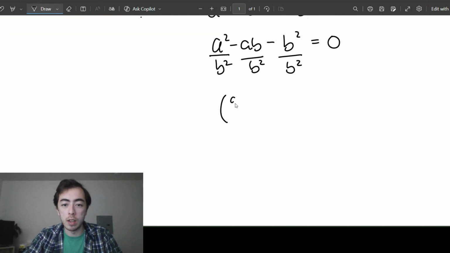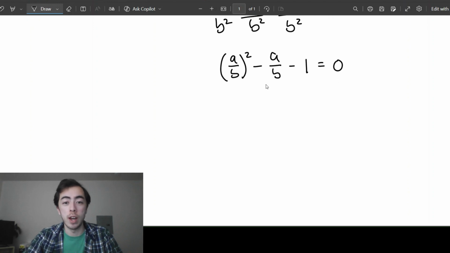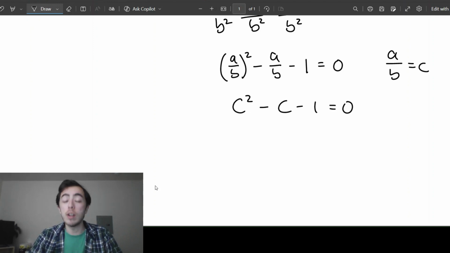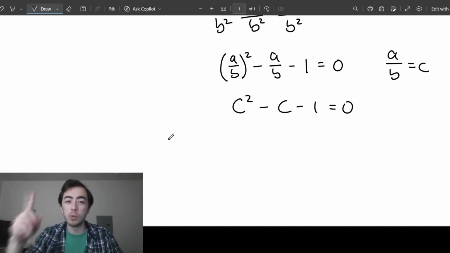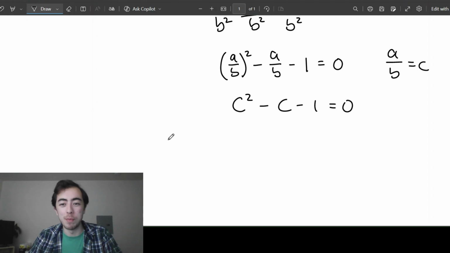We're going to get a over b squared, and then minus a over b minus 1 equals 0. And if I wanted to get this to look a little bit more like a quadratic, how about let's replace a over b with another variable c. C squared minus c minus 1 equals 0. Great, so we have a quadratic out of this as long as we follow our substitutions back up later. I think if we start solving for c, we're going to get valuable information about a and b, and then we'll just kind of see what happens from there.